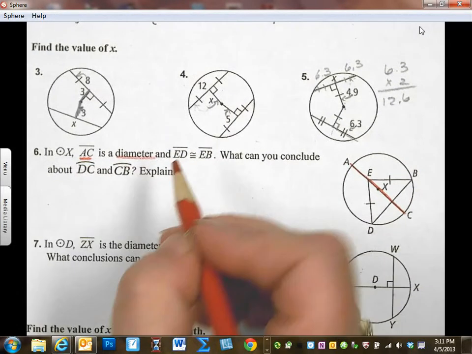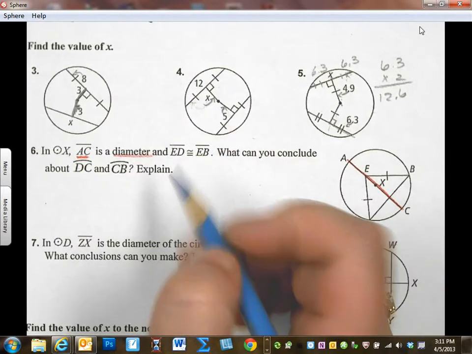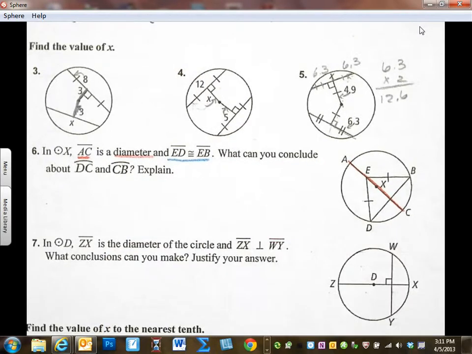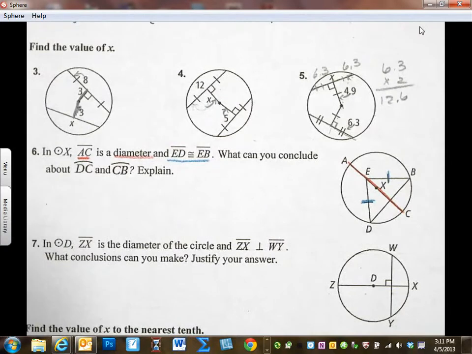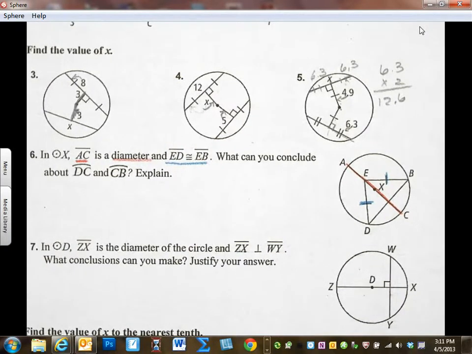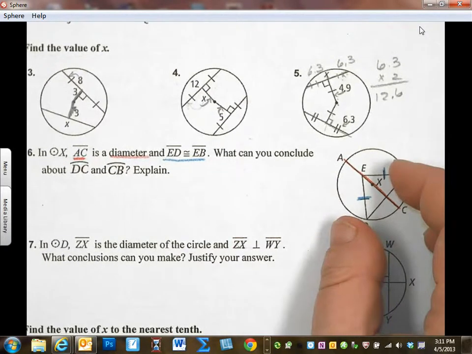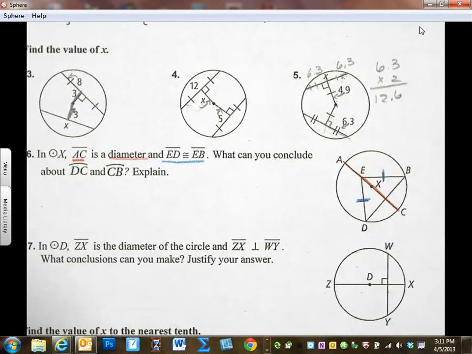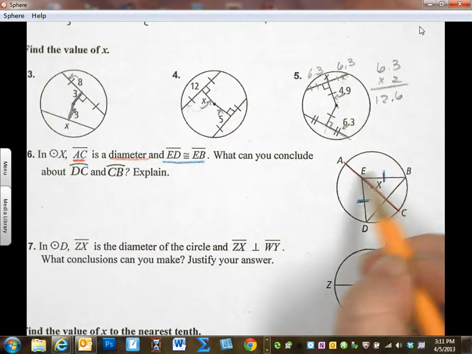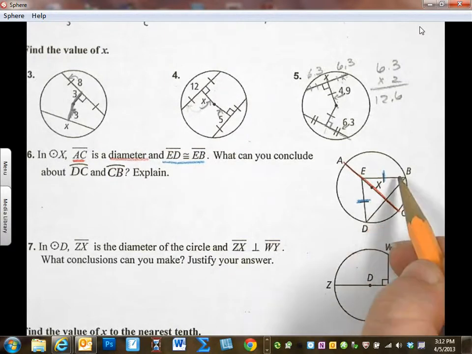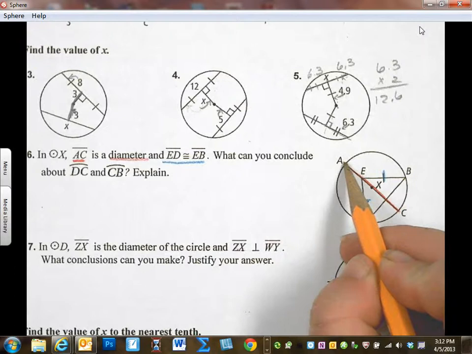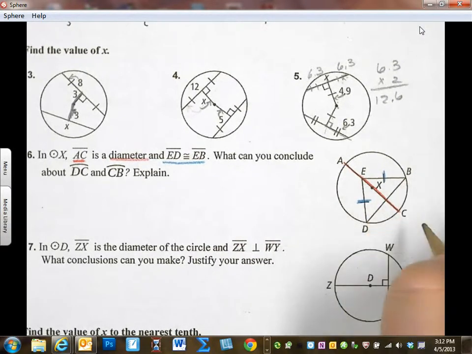Okay? It tells me also that ED is congruent to EB. This is congruent to this. What do we know? Well, if I have two sides congruent, what kind of angles do we have? What kind of triangle is that? That triangle is, now this is not an inscribed triangle because this vertex isn't up here. But we do know it's an isosceles triangle.